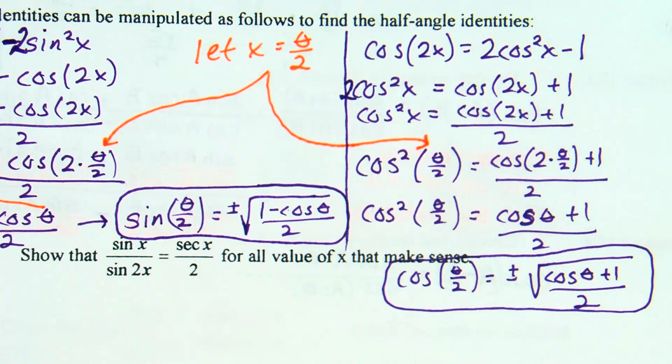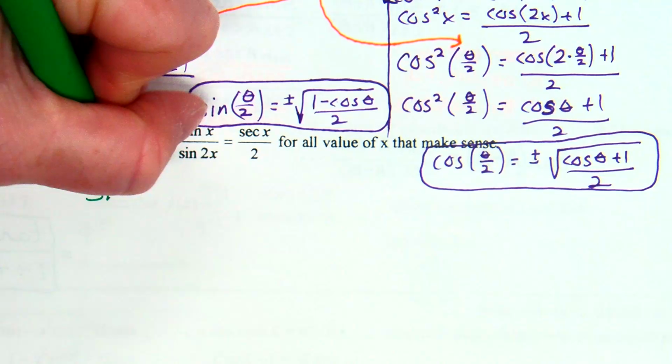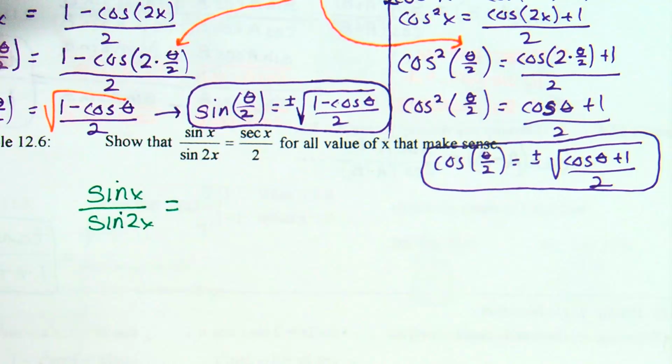Okay, example 6. I kind of ran into example 6, but that's all right. Show that sine of x over sine of 2x equals secant x over 2 for all values of x that make sense. So I just wrote sine of x over sine of 2x equals, because we're just going to work with the left side and eventually arrive at the right side.